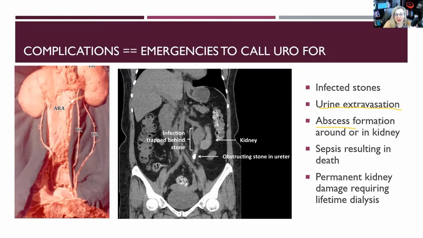Another one is abscess formation, either around or even inside the kidney. Bad. Abscess of an organ. Bad, bad, bad. That's probably going to require general surgery, although some urology folks will handle it. Sepsis, which can result in death if we don't do something about it, that's an emergency. And then anything that would cause permanent kidney damage that would require dialysis, so that's the solitary kidney situation or a transplant kidney. Okay, so there's your list of emergencies.